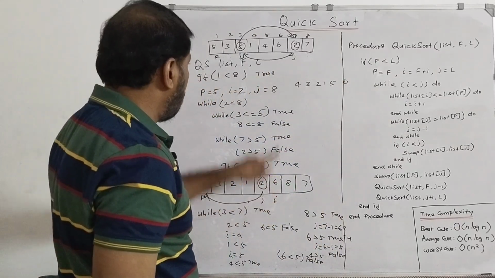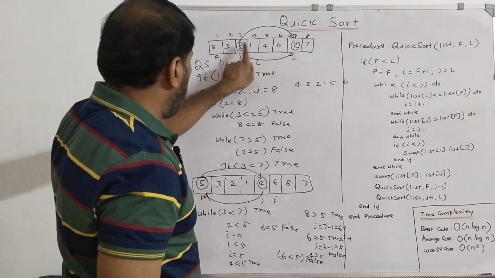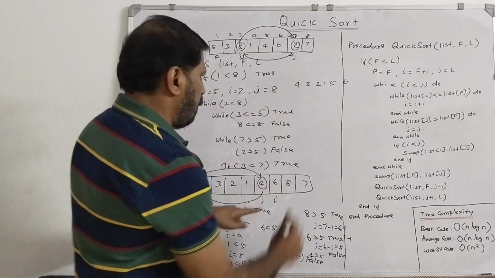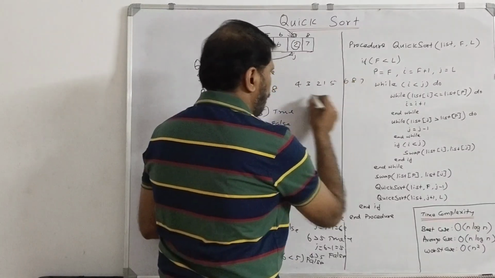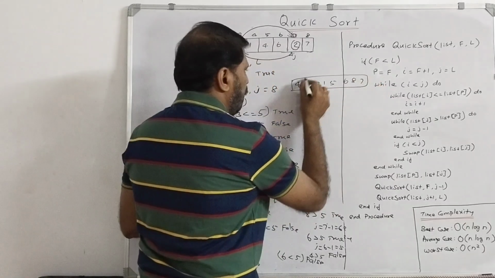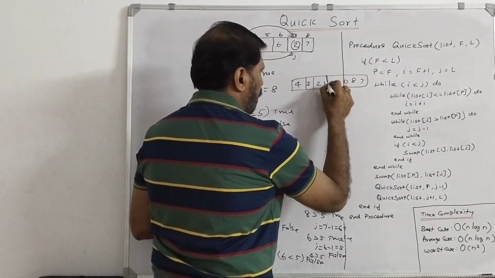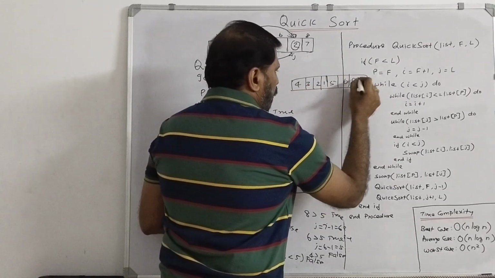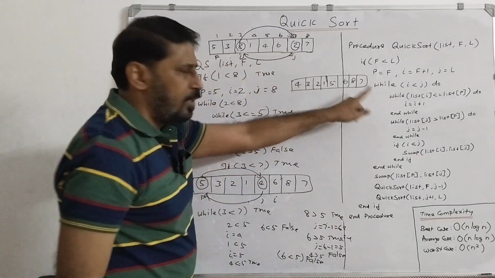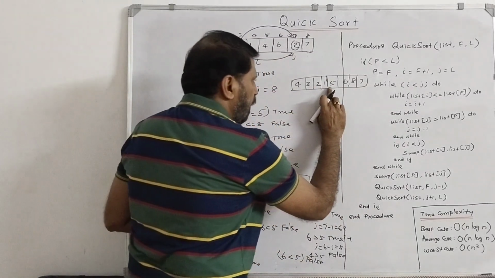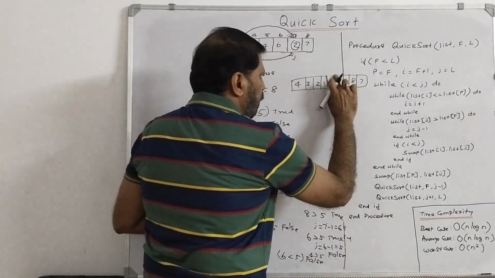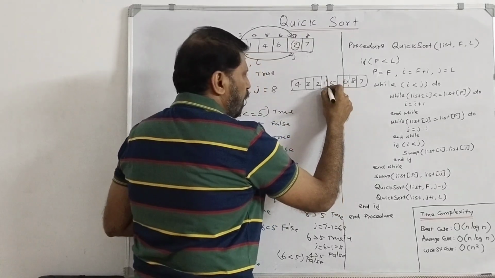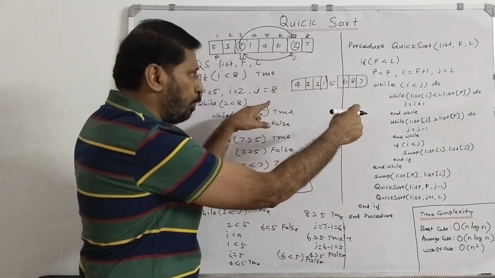Somewhat I made a mistake. It is 6, 8, 7. Correct, 6, 8, 7. So this is the resultant position. As per this case, 5 is sorted. 5 is sorted, so that's why we are dividing the array into two parts.